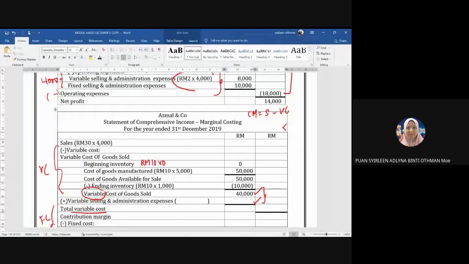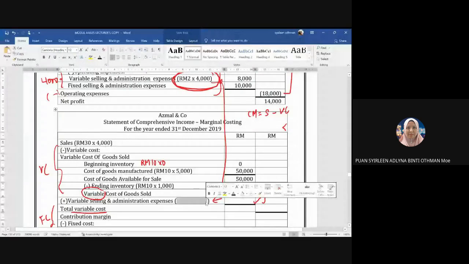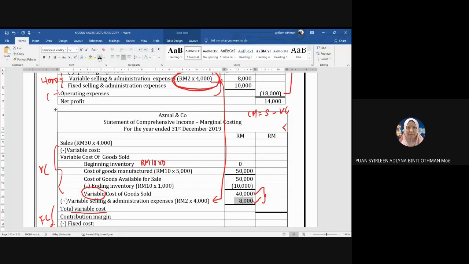Yang dekat atas ni tadi. Tapi di sini tempat dia dekat period cost. Tapi di sini dia pergi sini. Okay. So your variable selling and admin expense. Okay. The item is the same. It's just that the position is different. Okay. Here it is still 8,000. Nampak beza jumlah tu sama tapi kedudukan ataupun posisi dia berada sekarang berbeza lah.